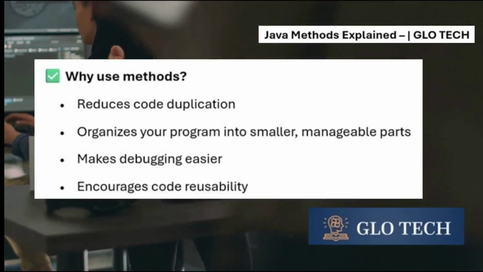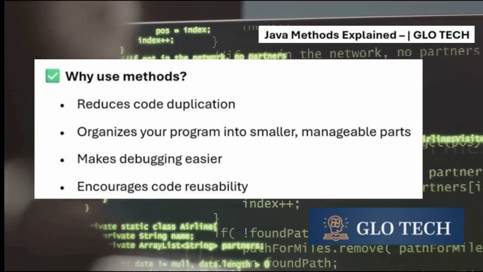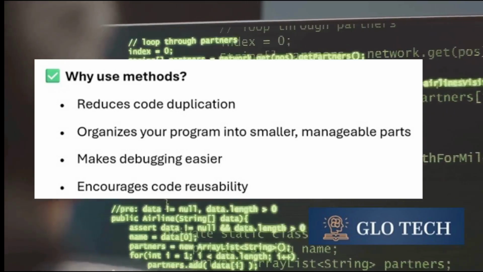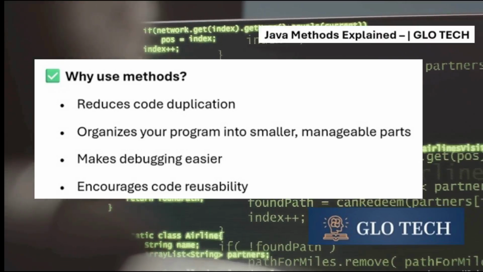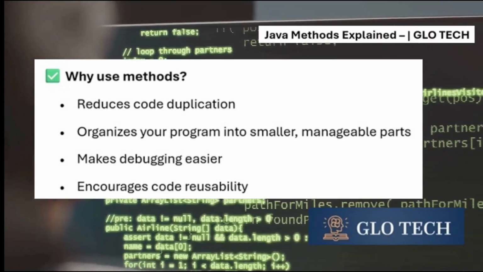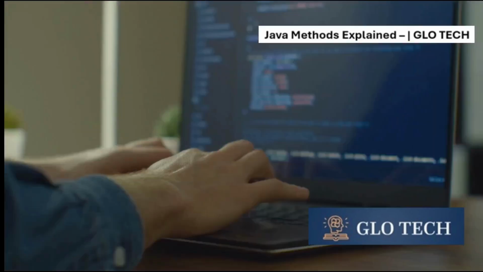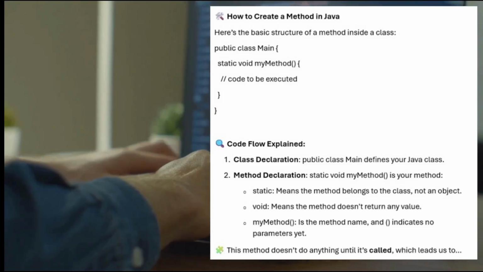Now, why should you use methods? Well, they reduce code duplication, organize your program into smaller, manageable parts, make debugging easier, and encourage code reusability. Pretty neat, right? Let's look at how to create a method in Java.